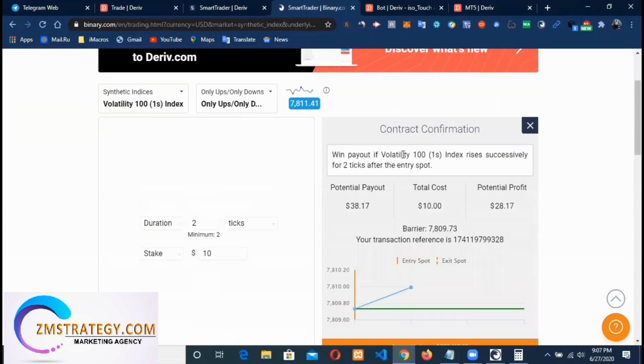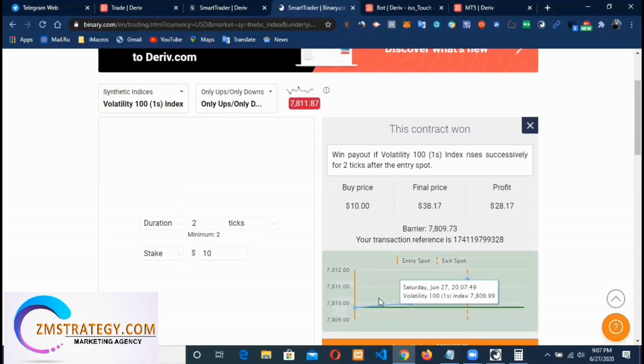Let's take a trade. That is one. There's two. You can start removing the payout. Now, the two ticks must go up. If one of the ticks goes down, we are going to lose.